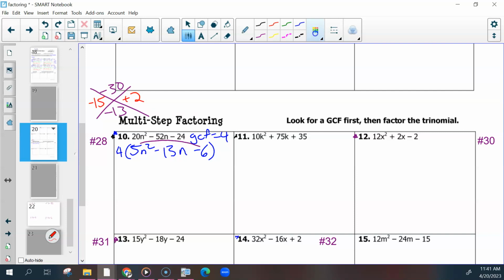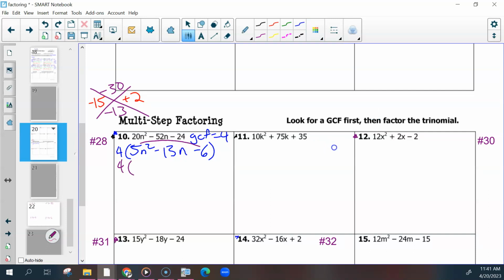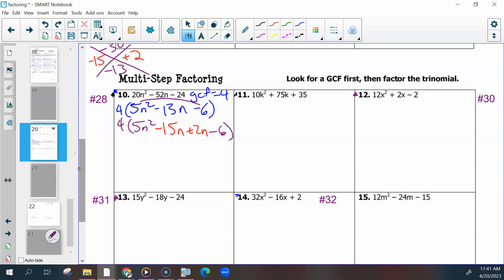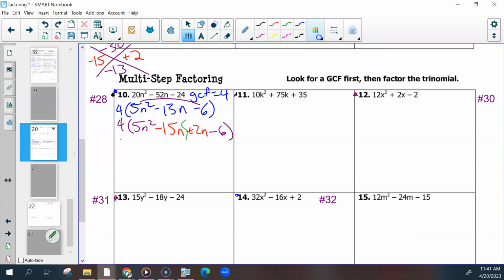So then we can rewrite 4 on the outside, 5n squared minus 15n plus 2n minus 6. And then split the middle and keep going. Bring down the 4. What did the first two have in common? 5n. We divide that out. What's left?